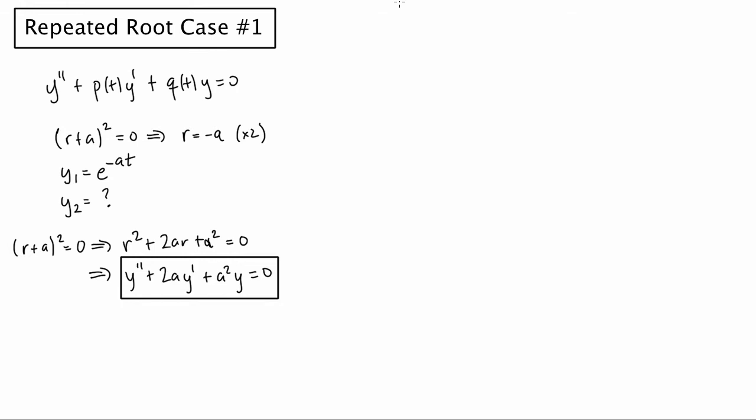How can I find my second solution? Well, if you look at this, this gives me p is equal to 2a and q is equal to a squared if we're in this case. So I want to apply the reduction of order method.